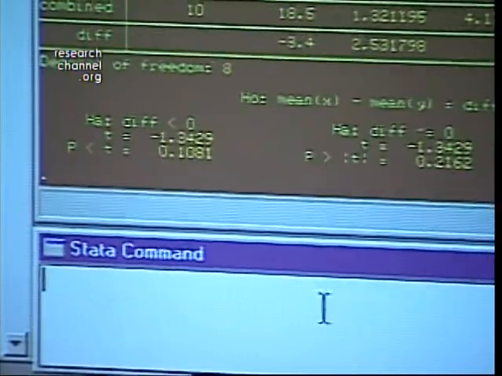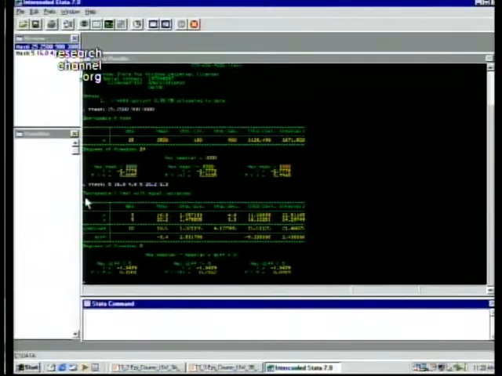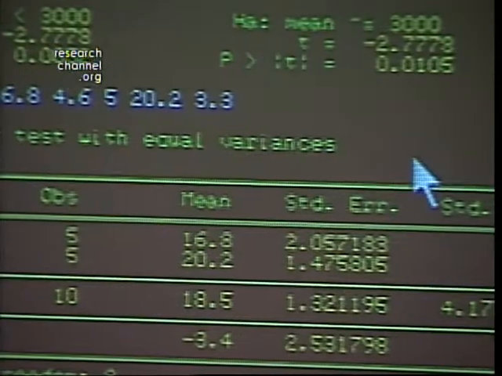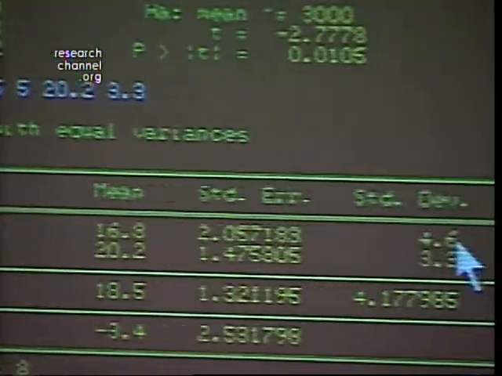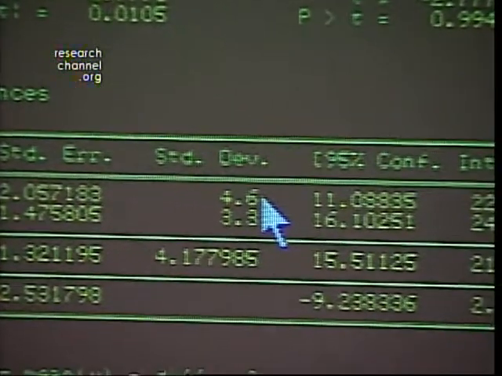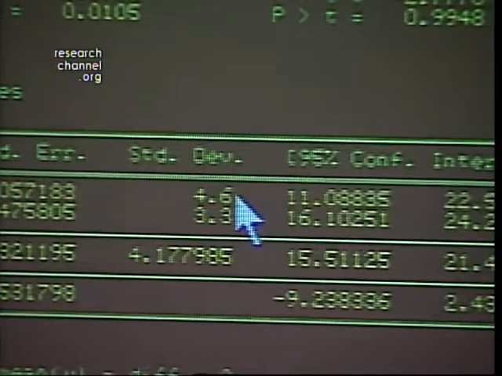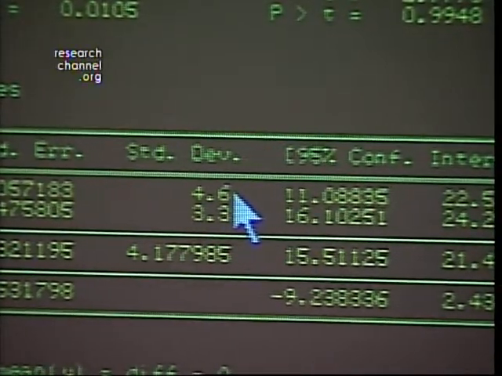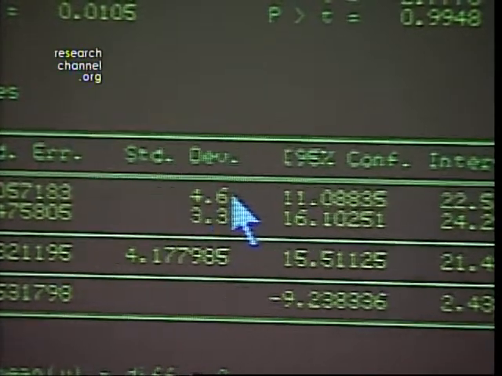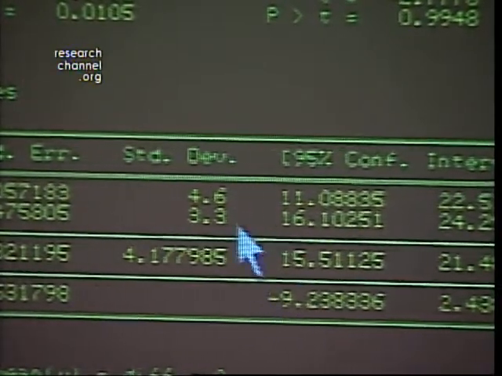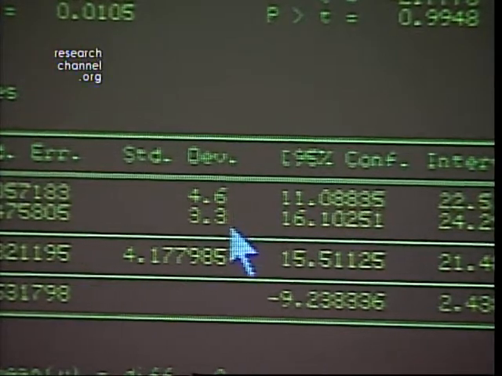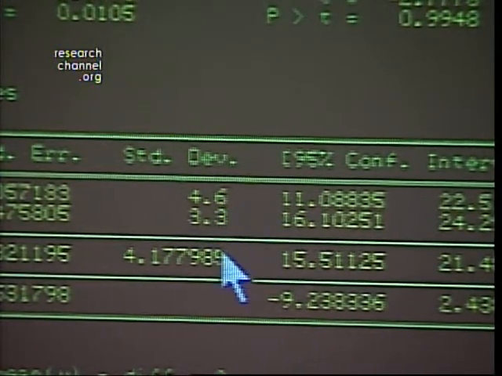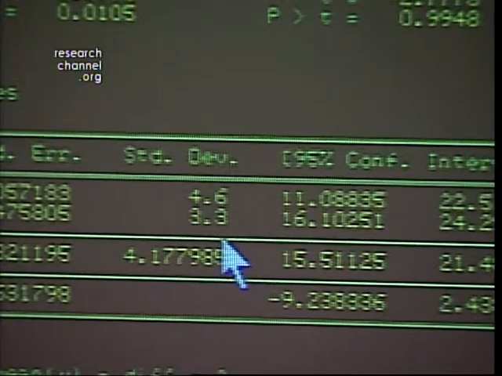So now, I'm going to take you to looking just at what we have in the lower part. What Stata tells us is that this is a 2-sample t-test with equal variances. Now, what do we know about the variances in the population? Anything? Nothing. We actually know nothing about the population variances. We can look at the sample standard deviations. What we calculated based on these 2 samples of 5 was that the sample standard deviation was 4.6 in one group and 3.3 in another group.